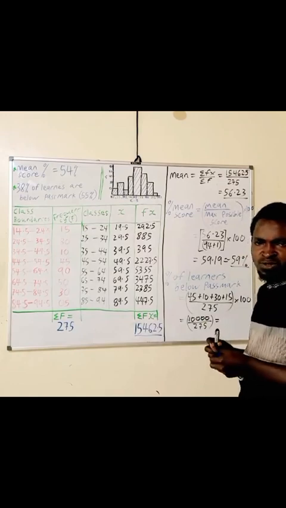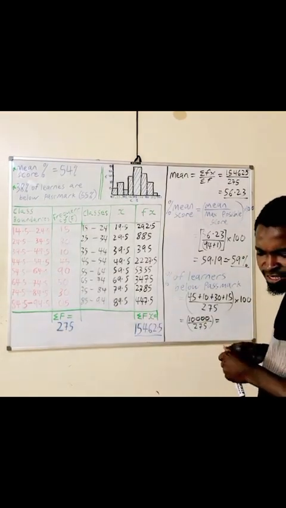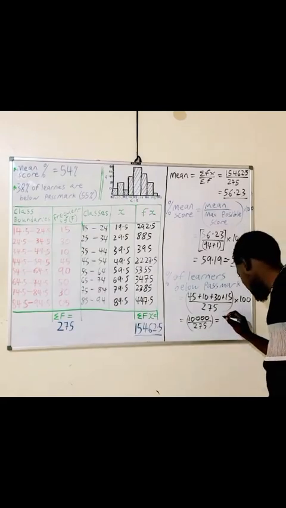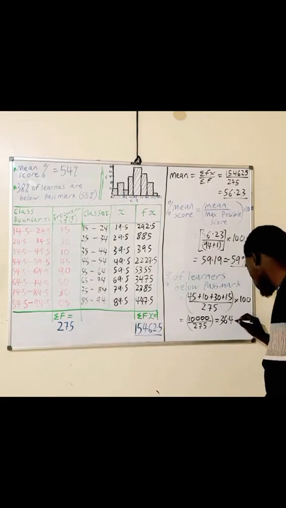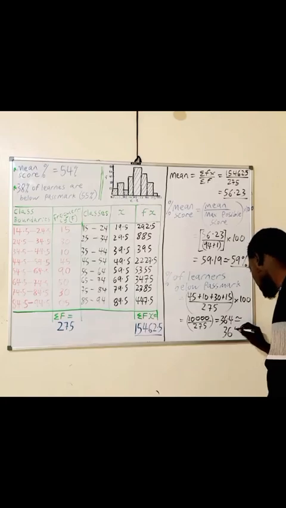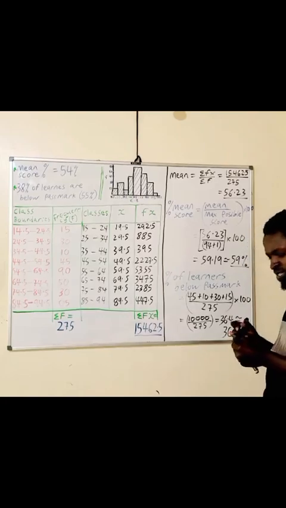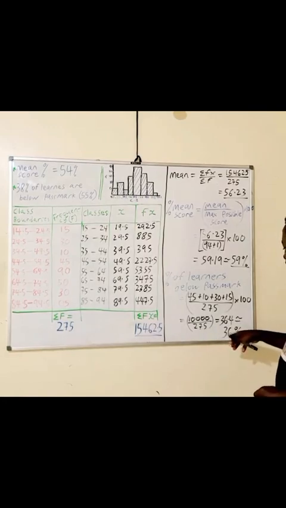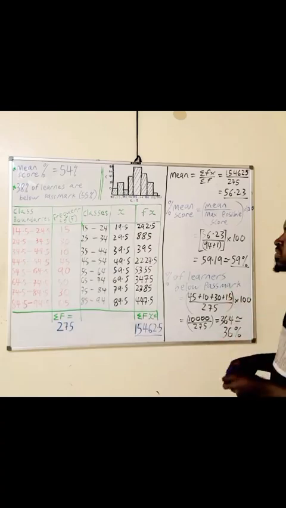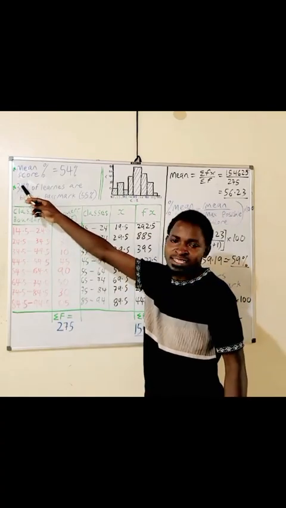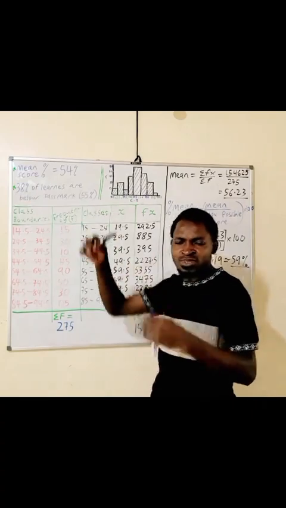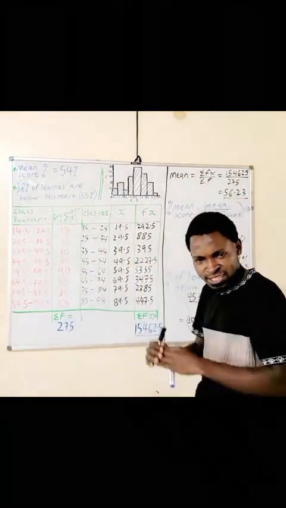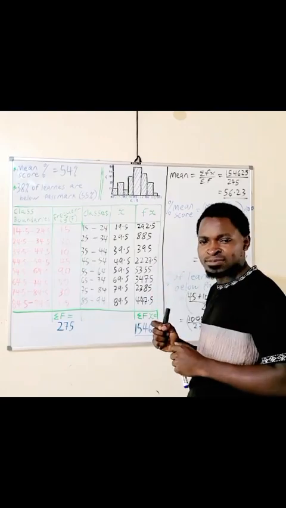If you compute using your calculators, what is the answer? It is 36.4, which is approximately 36%, which means the number of students below passing mark is 36%. Remember the old percentage is 38, which means the number of students below passing mark has reduced by 2%.